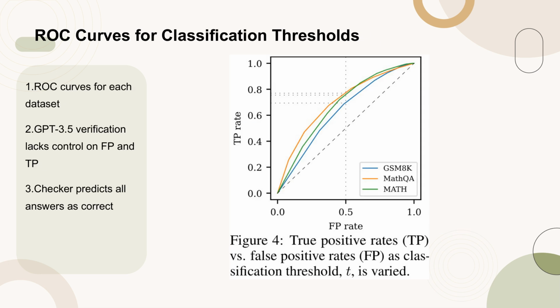Figure 4 presents the ROC curves for each dataset, illustrating the relationship between true positive rates, TP, and false positive rates, FP, as the classification threshold, T, is varied.